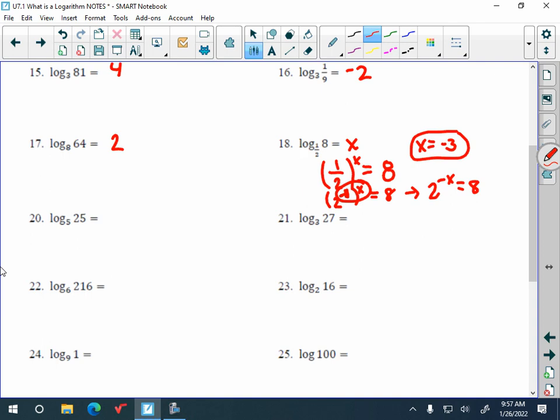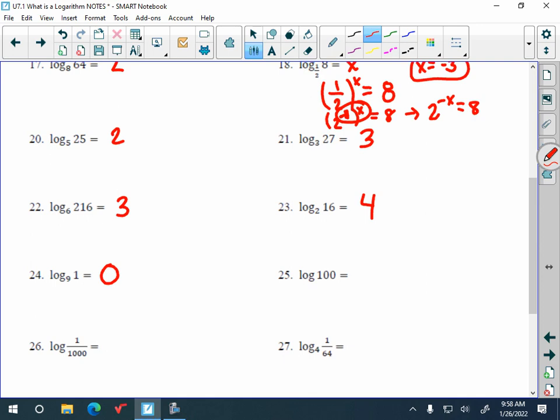All right, number 20, log base 5 of 25 equals what? 2. 21, log base 3 of 27, 3. Number 22, log base 6 of 216, 3. 23, log base 2 of 16, 4. Number 24, log base 9 of 1, 0. Remember, anything to the 0 power is going to equal 1, so we're asking ourselves, 9 to what power is equal to 1? It has to be 0. Number 25, log of 100, 2. Okay, remember, there's a subscript 10, so we're asking ourselves, 10 to what power is 100? It's 2.